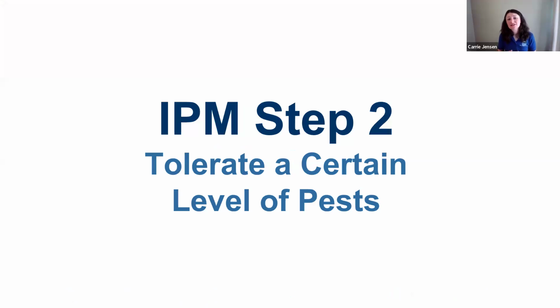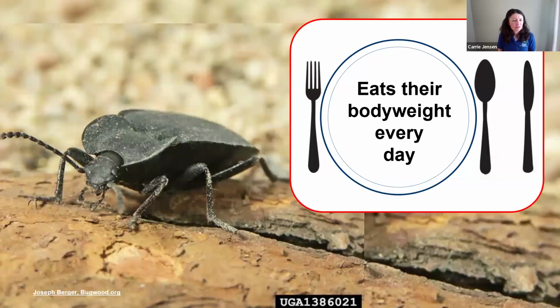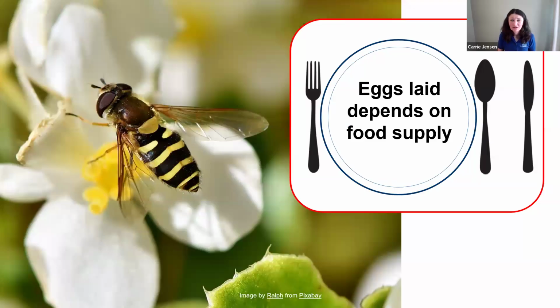So this emphasizes that the second step in integrated pest management is to tolerate a certain level of pests. Sometimes we have to wait because we need to wait until there's enough food for the predators to come. And think about this, like ladybugs in the adult stage eat 50 aphids per day. This ground beetle eats its body weight every day. They eat a lot. And the hoverfly will lay its eggs, how many they lay depends on how much food is available. So there has to be enough food to entice them.